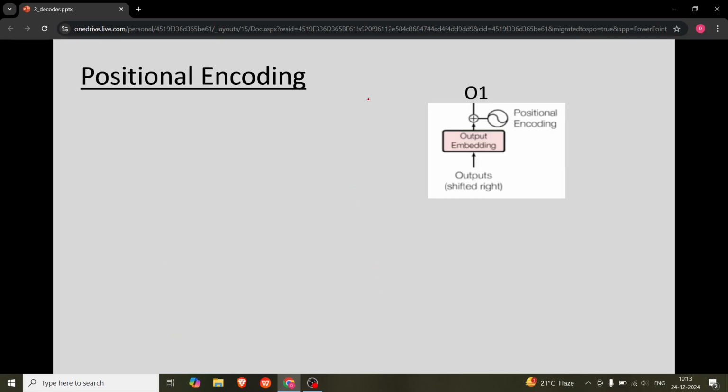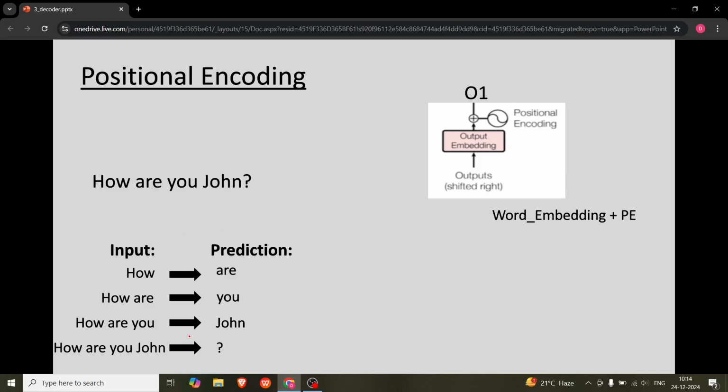So the first thing we are going to see is the positional encoding. What you're giving here is: how are you John. This is what you want the model to predict. So how will the prediction be? The prediction is going to be like this. Before I go into the prediction, this is a word embedding plus positional encoding, which I have assumed has already been given to the model. Let's see how that happens.